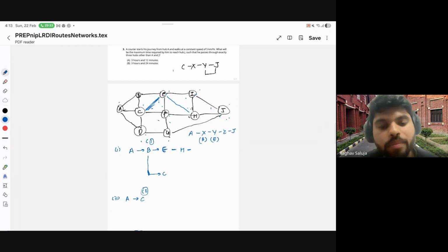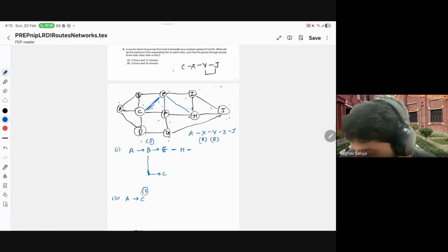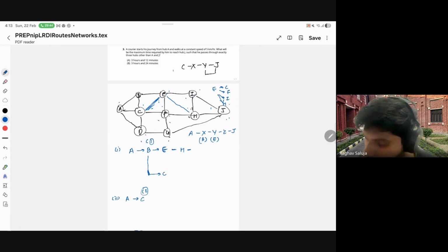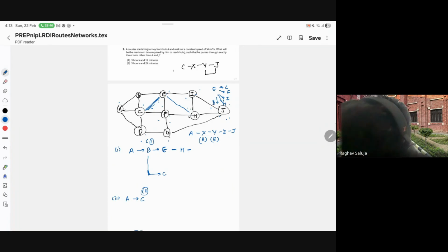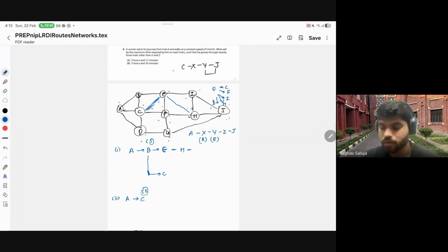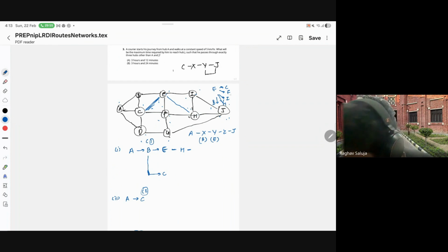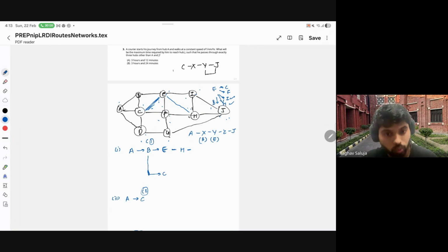But among these, what are the neighbors of J? You tell me. From E, I can go to C, F, I, or H directly. I can also go to B. But what are the neighbors of J in this? Because now I have to go to a neighbor of J. So only I and H are neighbors of J. So H and J will be one route.